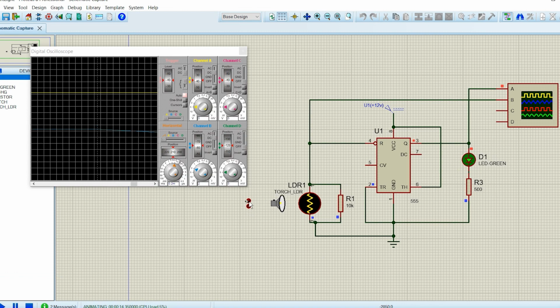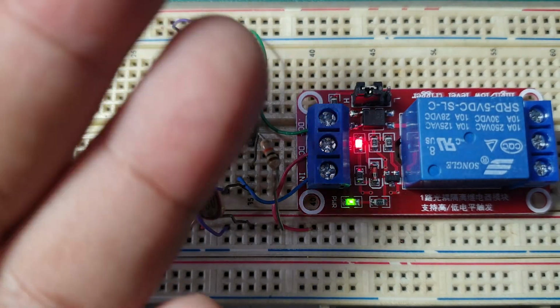Conversely, when the light intensity increases, the LDR's resistance decreases, and the voltage at pin 4 drops to approximately less than 0.7 volts, causing output pin 3 to be in a low state. In this circuit, LEDs are utilized to indicate the output status. Now, let's move on to a practical experiment using a breadboard.